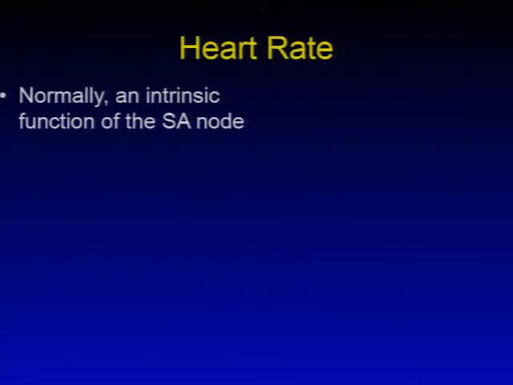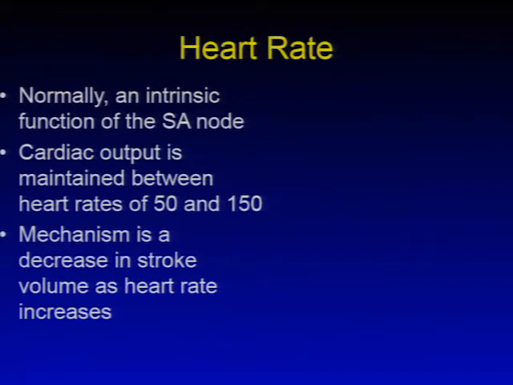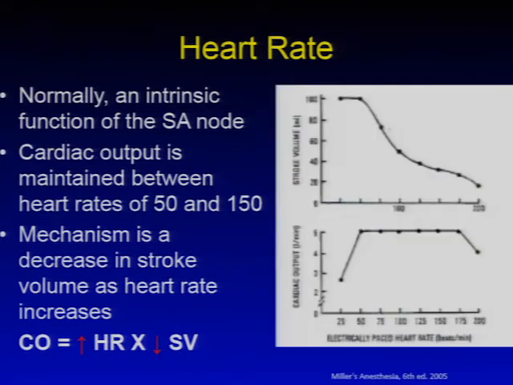Heart rate is a function of cardiac output, as I had noted. The heart rate, as I had described earlier, is an intrinsic function of the SA node. And cardiac output in a healthy heart is well maintained between heart rates of 50 and 150. And the way that this is done is that there's a change in stroke volume as heart rate changes. You can see as heart rate goes up, stroke volume will decrease in order to maintain a constant cardiac output, and this is under stable conditions where there's not an increase in demand. You can see cardiac output's well maintained with increasing heart rate, but stroke volume comes down.